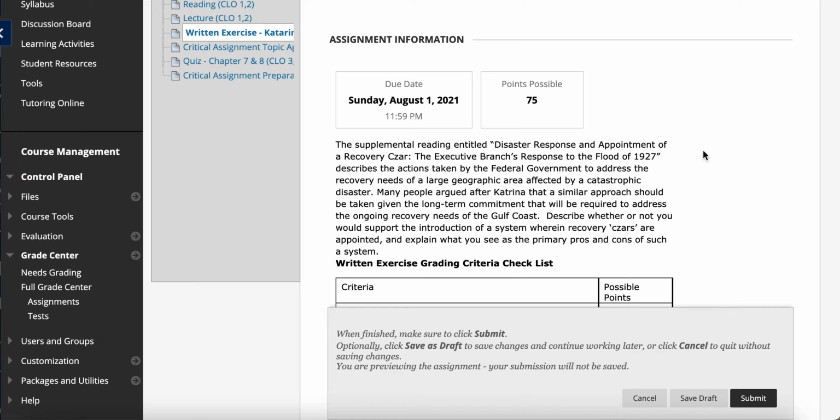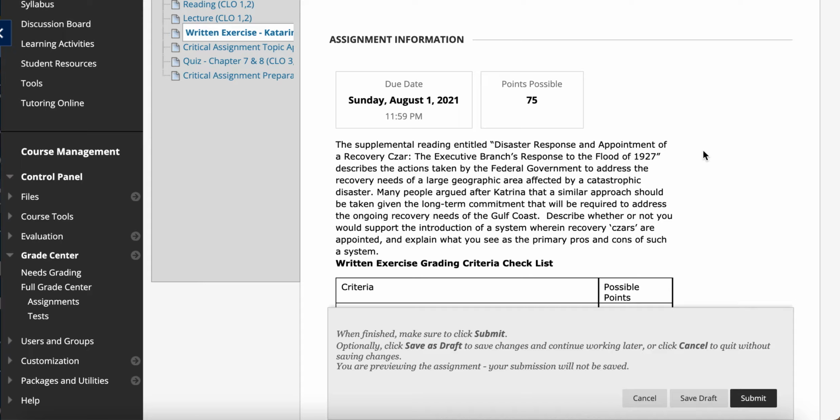Then what we're going to do is compare that to the approach that was taken at Katrina, some 80-ish years later. Can we compare and contrast? Many people argue that after Katrina, a similar approach would be taken given the long-term commitment that would be required to address the oncoming recovery needs of the Gulf Coast. Describe whether or not you would support the introduction of a system wherein recovery czars are appointed, and explain what you see as the primary pros and cons of such a system.